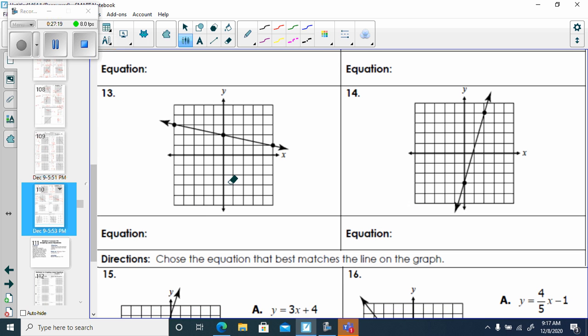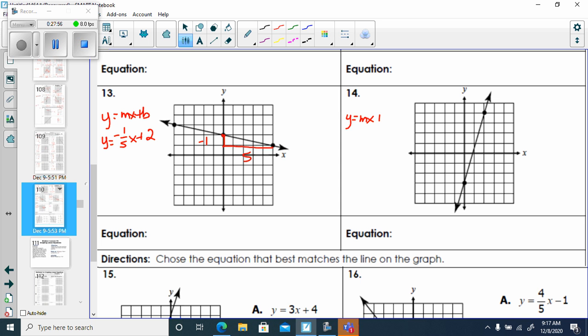Let's look at number 13. We're writing the equation for this. Remember our equations, y is equal to mx plus b. Our b here is at 2. Y is equal to, okay, let's find our m. We're going down 1 and over 1, 2, 3, 4, 5. Down 1 and over 5. Negative 1/2 x plus 2. That makes sense because our slope is negative, it's going down. Our slope here is positive, it's going up.